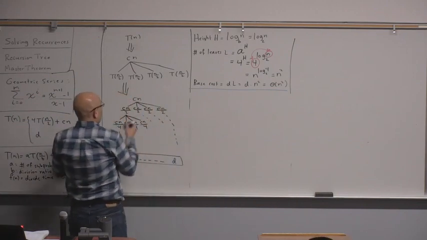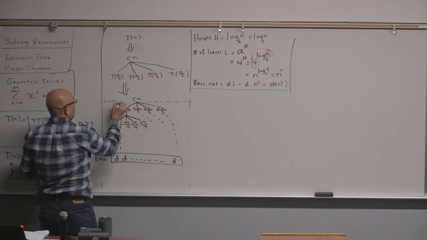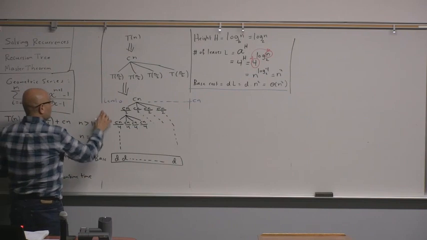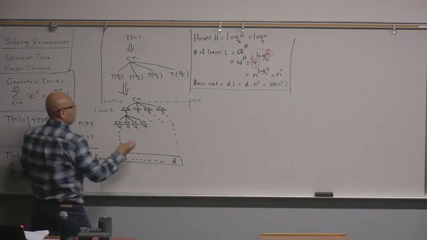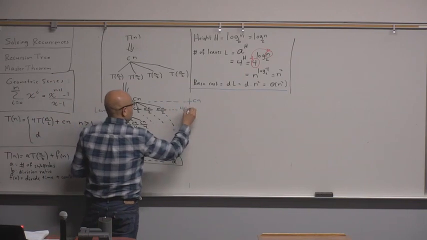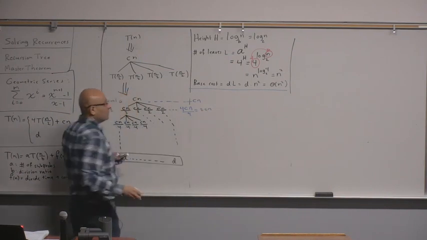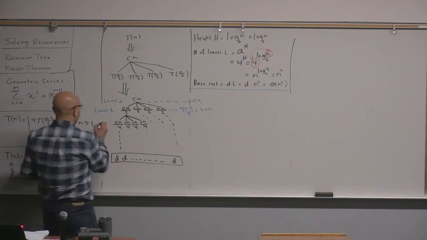Now this is level 0. At level 0, I have Cn operations. Now at level 1, how many operations do I have? 4 Cn over 2, which is 2 Cn. So now it's different. I won't be able to multiply now. I will have to do a summation.